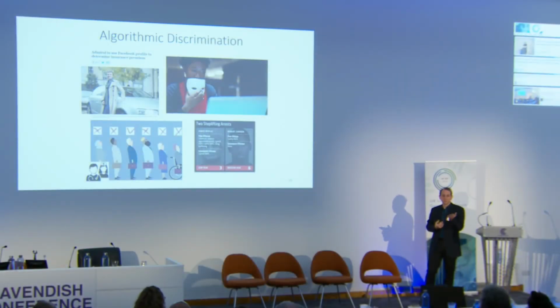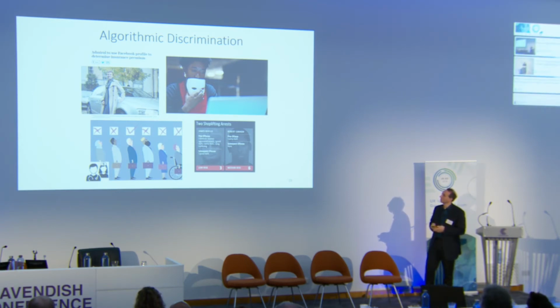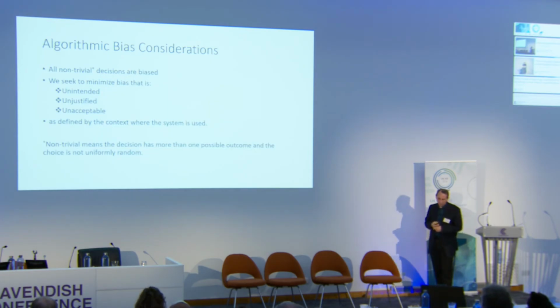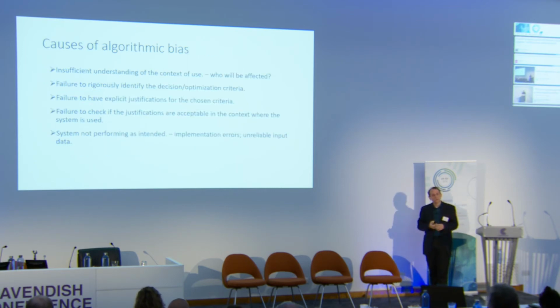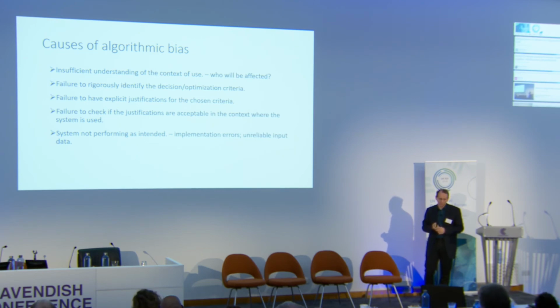And to a large extent, that relates to questions about algorithmic discrimination, which is, again, something that comes in often through insufficient attention to particular details within the process. And I'm going to have to skip over the details of this one. But the key question really when thinking about algorithmic bias is to think about what we're really focusing on: unintended, unjustified, and unacceptable kinds of results, which might come out because of insufficient understanding of the context where the system is being used, failure to rigorously identify the decision and optimization criteria, failure to have explicit justifications for those criteria, and failure to check that those justifications are acceptable within the context of where they're being used. And also, to a large extent, systems that simply aren't doing what they were intended to do.